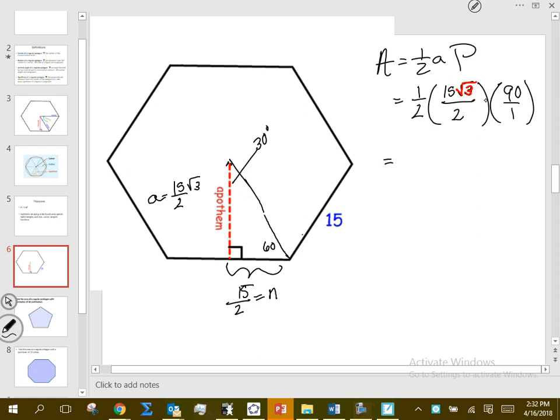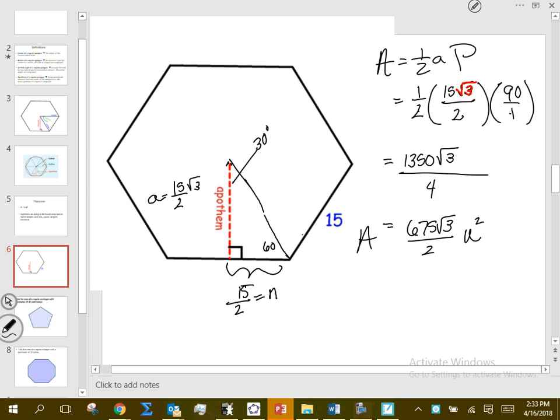What's 15 times 9? What's 15 times 10? 150. Minus 15 would be 135. And multiplied by 10 would be 1350. So 15 times 90 is 1350. And then I multiply by the radical 3. Leave it that way. 2 times 2 times 1 on the bottom is 4. They both are even, right? 1350 and the 4, so they're both divisible by 2. And there's my area.